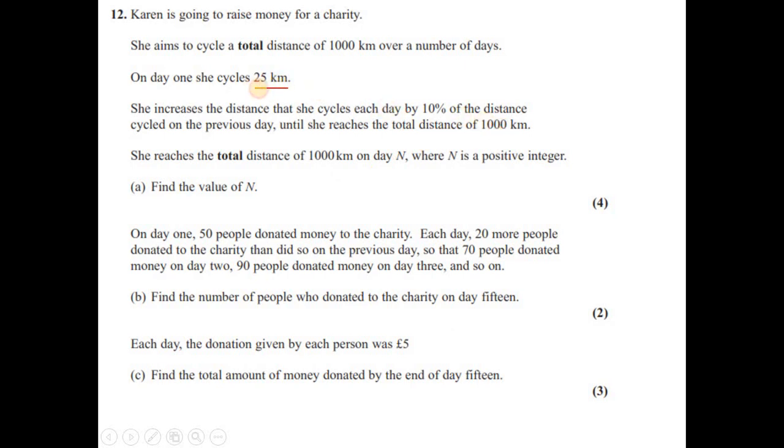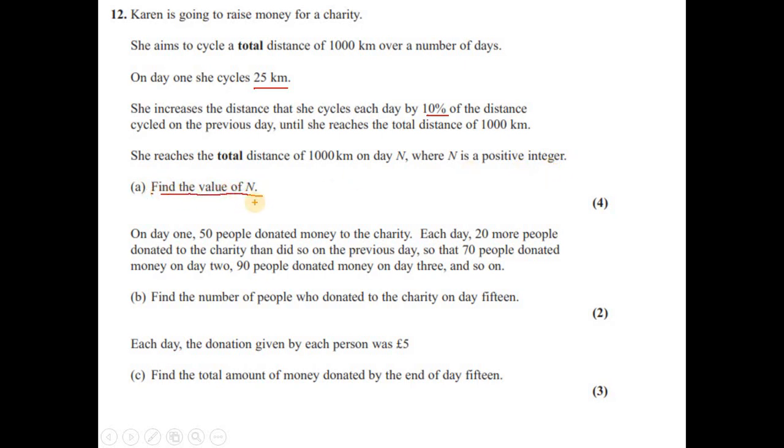Okay, the first day 25 km, then 10% of the distance cycled on the previous day, until she reaches the total distance of 1000 km. She reaches the total distance of 1000 km on day n, where n is a positive integer. Find the value of n.